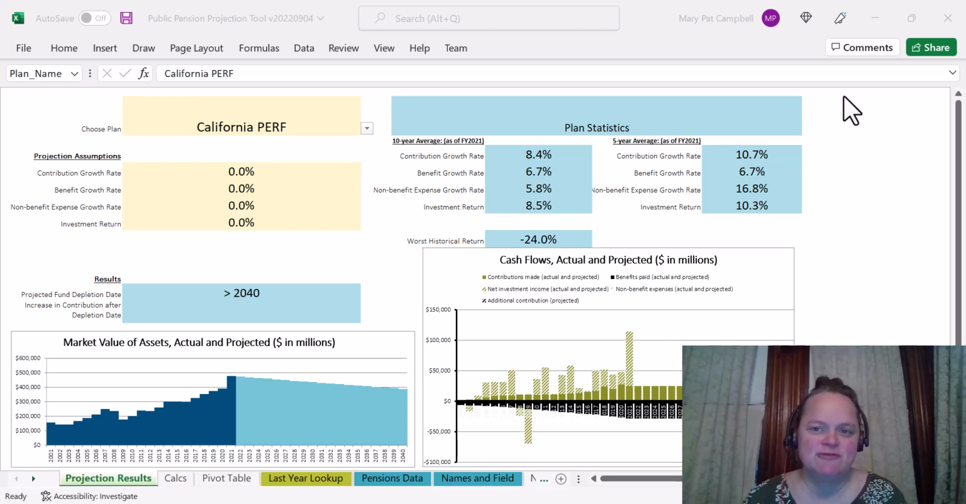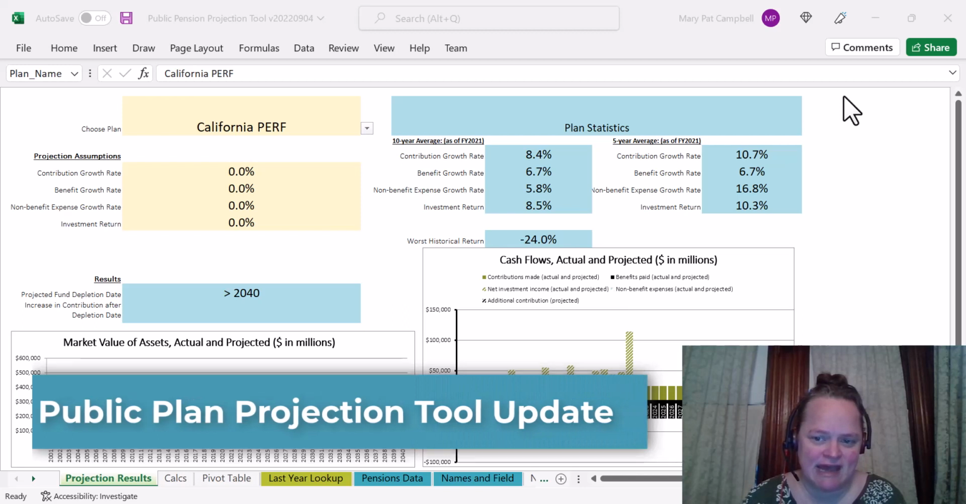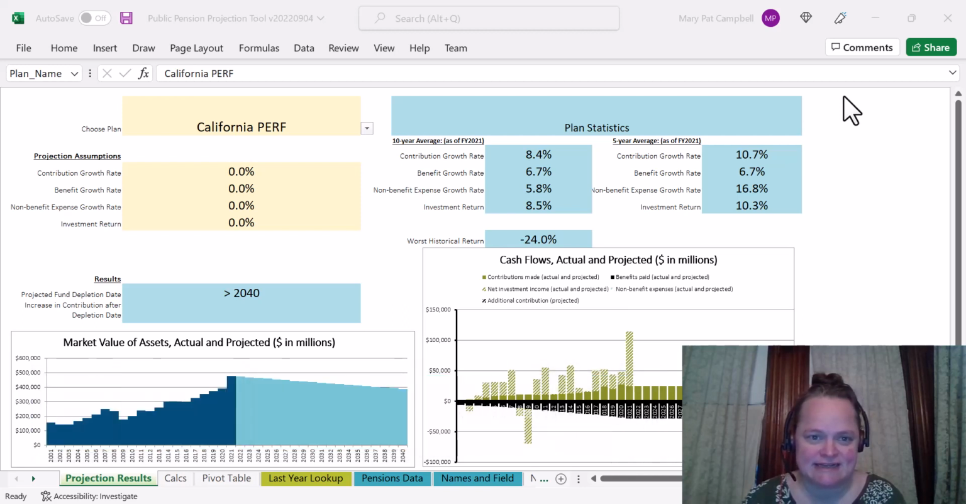I have the update for my cash flow projection model for public pensions using the public plans database. Of course, they've had a data update, and that data update was in June. There's some more pension plans in there, and also I have some fiscal year 2021 data as a result. Not any fiscal year 2022, of course. So let me demonstrate the tool.